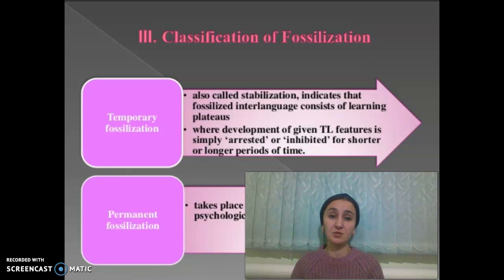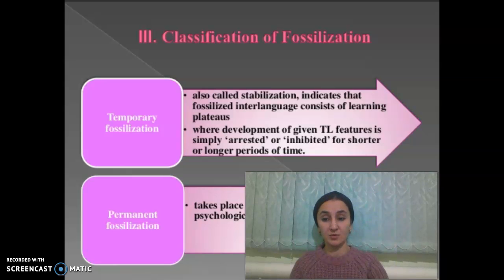They are divided into two: temporary and permanent fossilization. Temporary fossilization is also called stabilization, and it indicates languages in the learning process where development of given target language features is simply arrested or inhibited for shorter or longer periods of time. So temporary is for a temporary period of time, and permanent is a long-lasting process. As you see, it takes place as a result of social, psychological, and interactive variables. As I mentioned, it is a really long-lasting process.